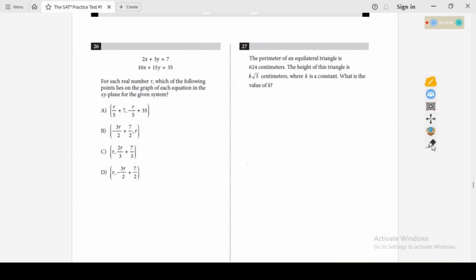In question number 26, 2x plus 3y equals 7, 10x plus 15y equals 35. For each real number r, which of the following points lies on the graph of each equation in the xy-plane for the given system? Since we have two equations, but if we observe closely, the second equation can be obtained from the first equation by just multiplying by 5. Or I can say that if I multiply the first equation by 5, I can obtain the second equation.